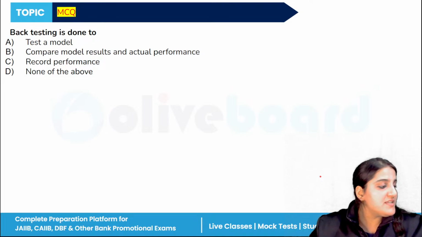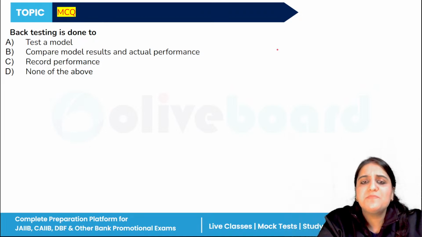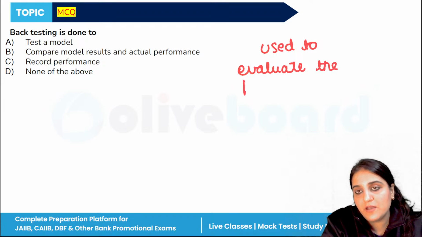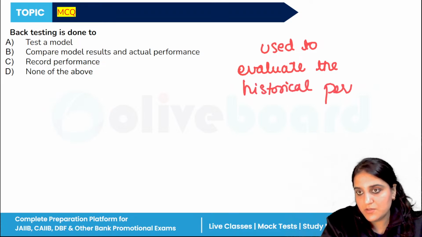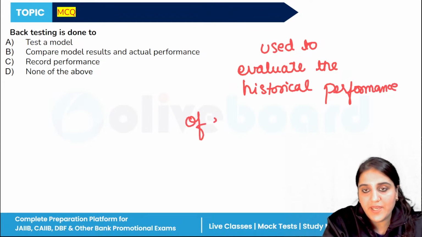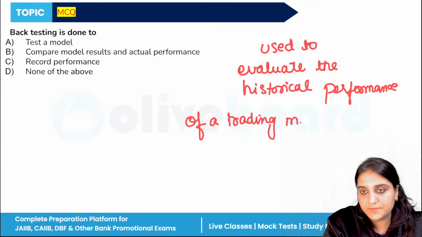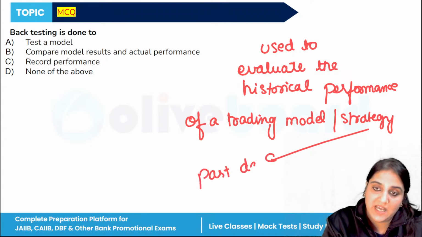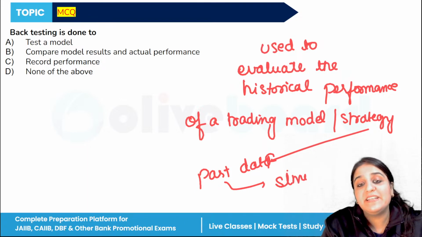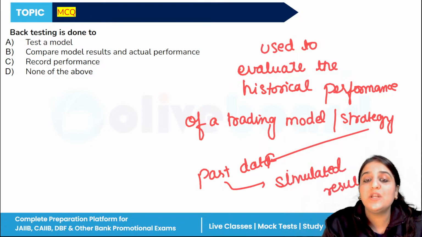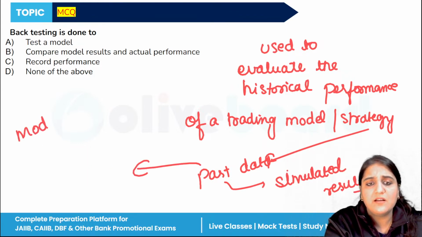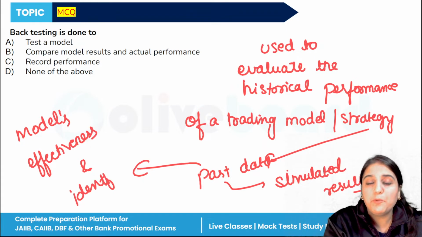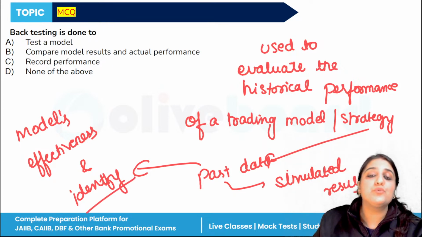Third question. Backtesting is done to... See, what is backtesting? It is a process which is used to evaluate the historical performances of a trading model or strategy by applying it to the past data and comparing the simulated results to the actual outcomes. This helps in assessing the model's effectiveness and identify the potential shortcomings before deploying it into real world trading.